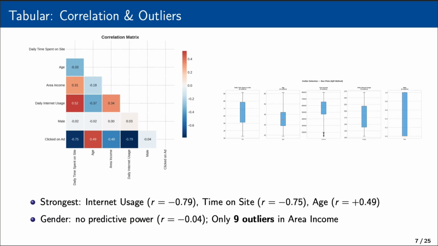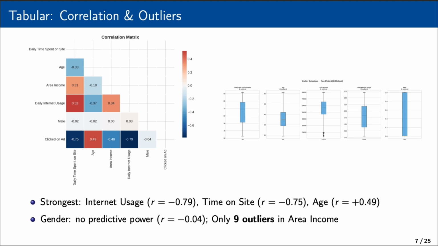The correlation matrix reveals some clear and important relationships with the target variable. The strongest predictors are daily internet usage with a correlation of negative 0.79 and daily time spent on site at negative 0.75. This means users who spend more time online generally click less on ads, which makes intuitive sense. Age has a positive correlation of 0.49, suggesting older users are more likely to click. Area income is moderately negative at negative 0.48.